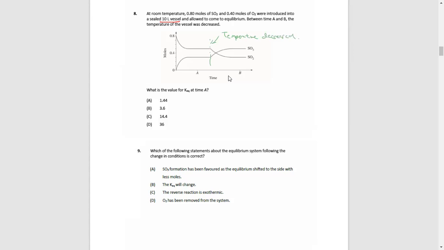And they ask us for the value of KEQ at time A. That question doesn't seem to need us to know that it's a decrease. All right, so if we're going to do KEQ, then remember what K is. You've got SO2 with O2 becoming SO3, so this will then be SO2 plus O2 to give you SO3.